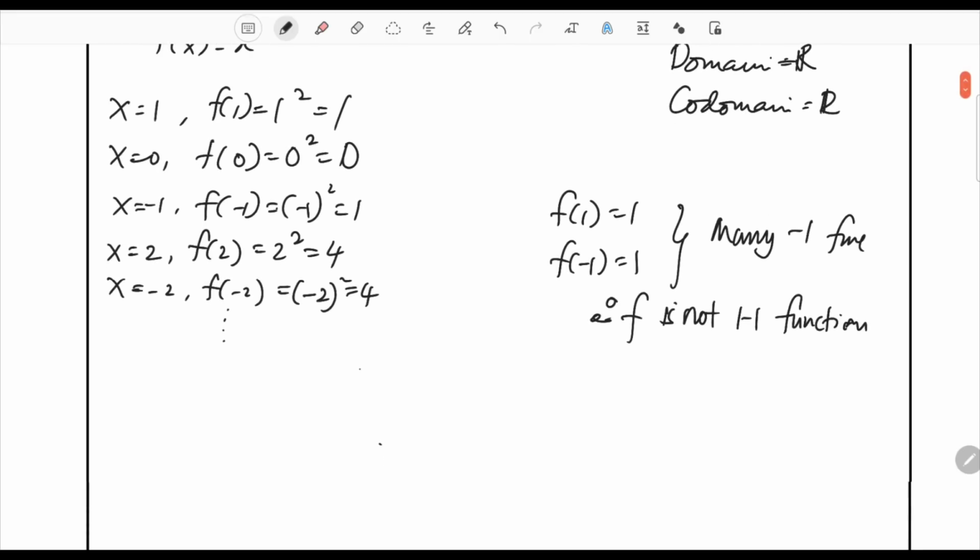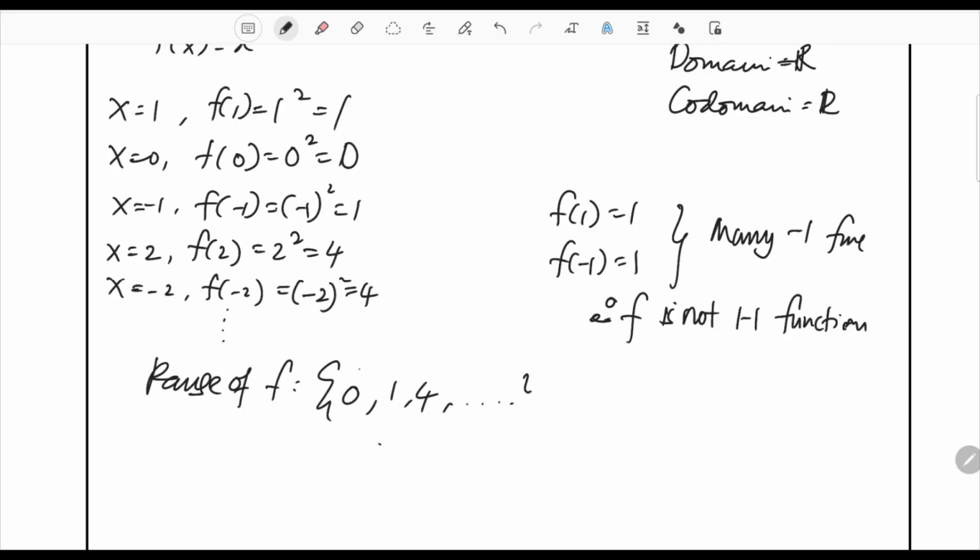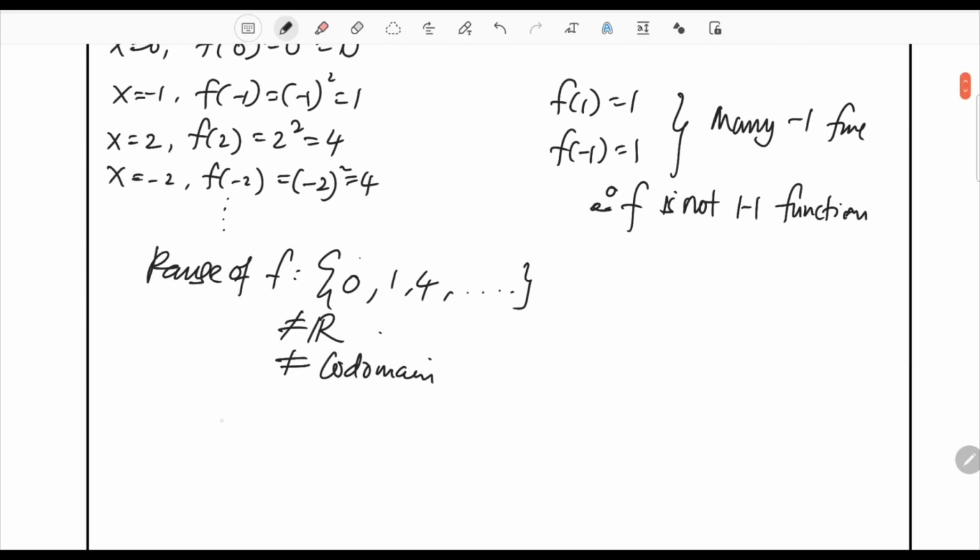Okay, so the range of f will be 0, 1, 4, etc. So this is not the real numbers, meaning it is not equal to the codomain. So conclusion: hence f is not an onto function.